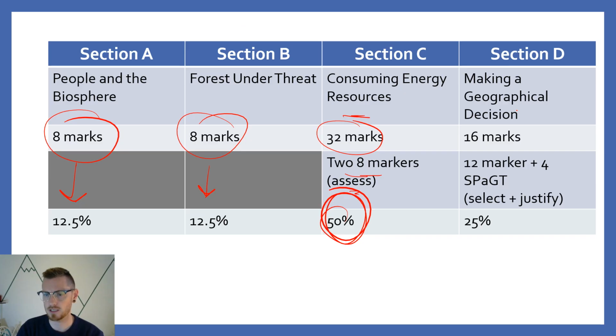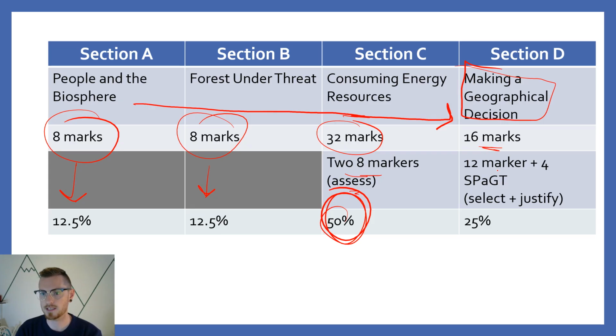And lastly, section D is where sections A, B, and C tie together, and ultimately you're going to make a decision which is worth 16 marks, the 12 marker plus 4 for SPaG, okay, spelling, punctuation, grammar, specialist terminology, and it's what we call a select and justify question. And clearly it's important because it's worth 25%.